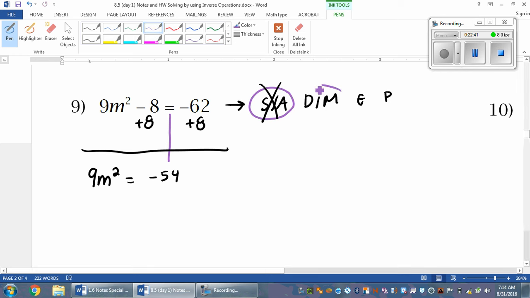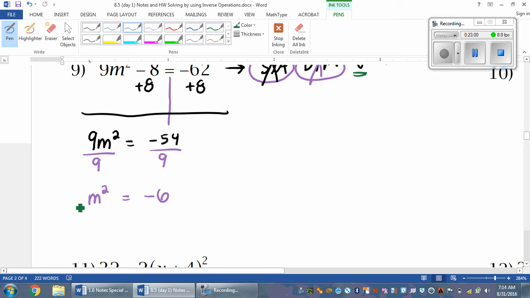Now I'm going to move everything that is dividing or multiplying. Well, I have 9 times m squared, so to get rid of it, we're dividing by 9. So m squared is equal to negative 6. Now we're going to get rid of the exponent. We're going to get rid of the squared by square rooting both sides. The square root and the square cancel, we're left with m. When you put the square root of negative 6 in your calculator, you get an error. That's because you can never take the square root of a negative number. So what's my answer? No real solution.